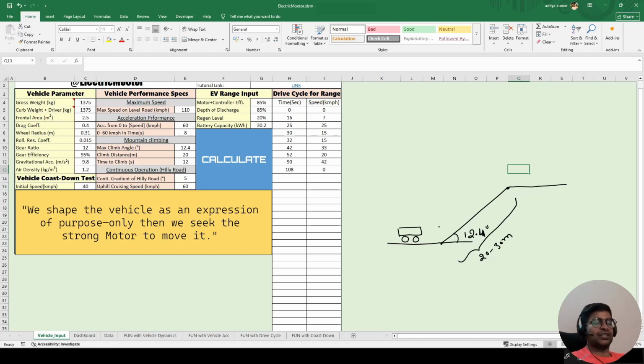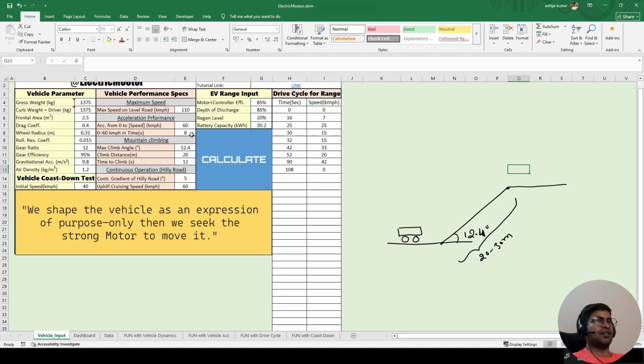The next is the continuous mode of operation, where relatively higher torque is required in continuous operation. That is when you are going on a hilly road which has a continuous gradient of 5 degrees, and then cruising at a constant speed, which is 60 kmph that I have taken. You are free to input any value you wish, but I have taken these sets of values here.